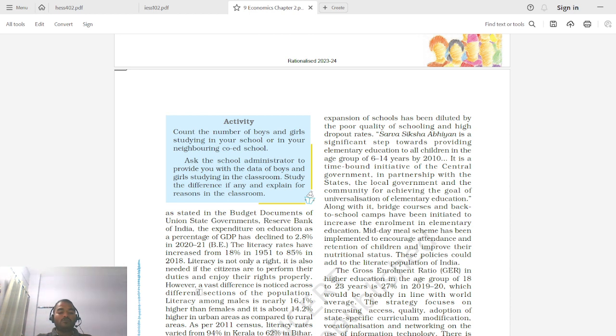So a vast difference is noticed across different sections of the population. Literacy among males is nearly 16.1% higher than females and is about 14.2% higher in urban areas as compared to rural areas. So if you again divide this literacy into two categories, say for example males and females, you can see that males are more literate than females by 16%. And also if you divide this literacy in society, like rural and urban areas, then you will find that in urban areas literacy is more as compared to rural areas by 14.2%.